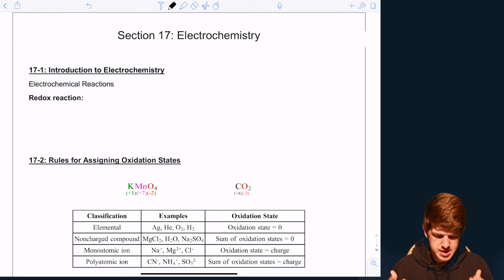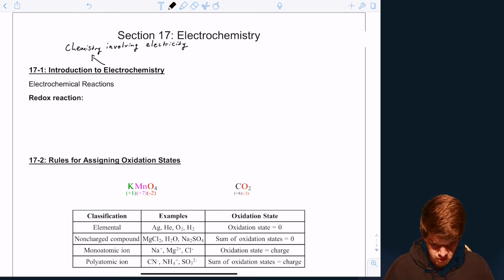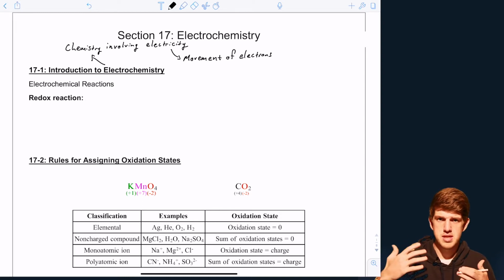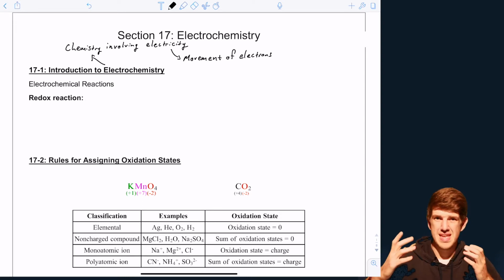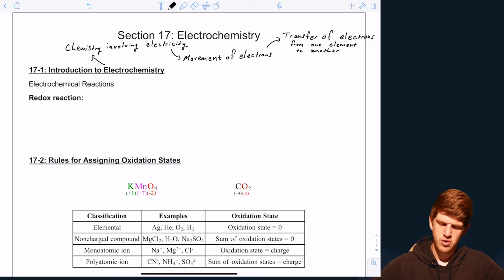All right, so we need to talk about electrochemistry. And the first question is, what is electrochemistry? So electrochemistry is just chemistry that involves electricity. And while that's not very helpful, when we use that general term, electricity, what's really going on is electrons are moving. That's what generates electricity. Except it's not really just the movement of electrons that we're going to be looking at in electrochemistry. It's going to be the transfer of electrons from one element to another.